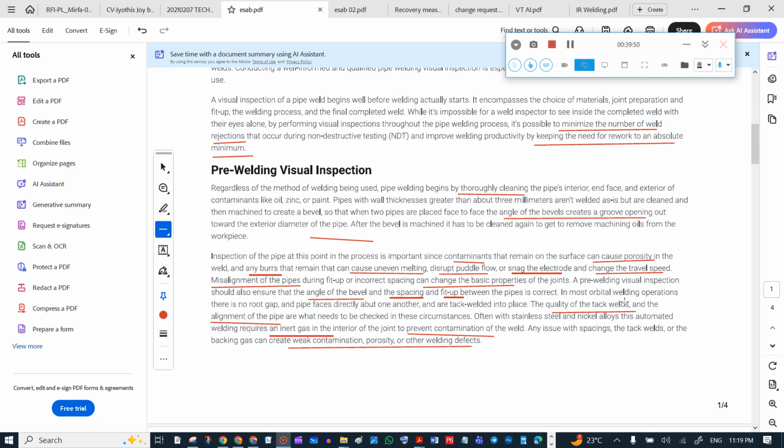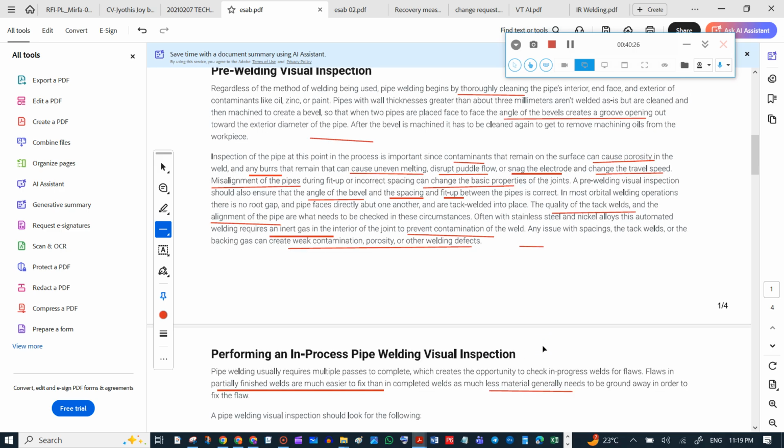A pre-welding inspection checks that the angle of bevel, the spacing, and the fit-up are correct. In orbital welding, which we have not considered anyway, there is no root gap and the pipe faces directly abut one another. The quality of tack welds and the alignment of pipes are to be checked. Sometimes inert gas is used in the interior to prevent contamination. So all these things are to be checked as pre-weld inspection.